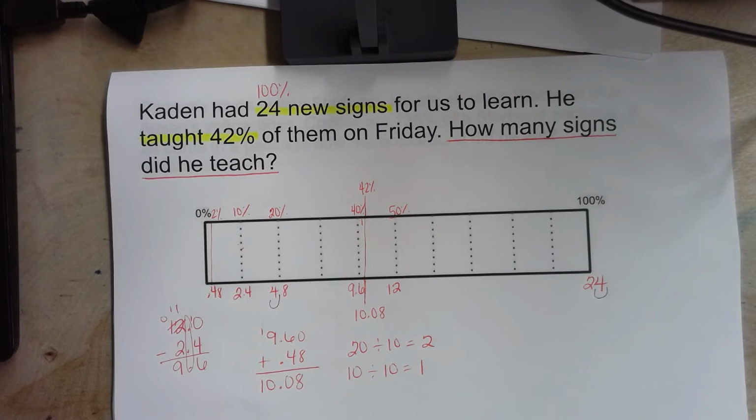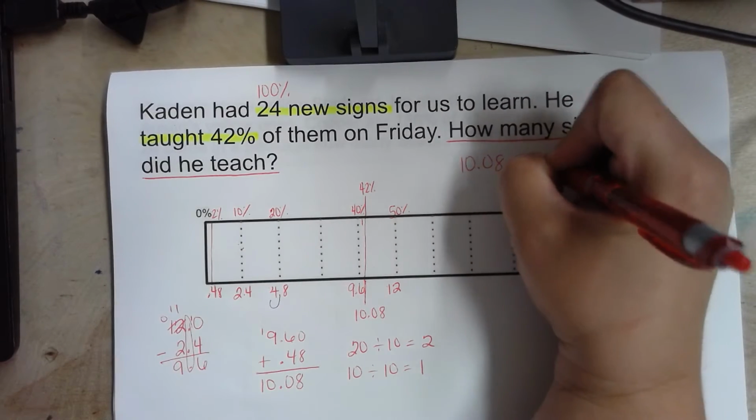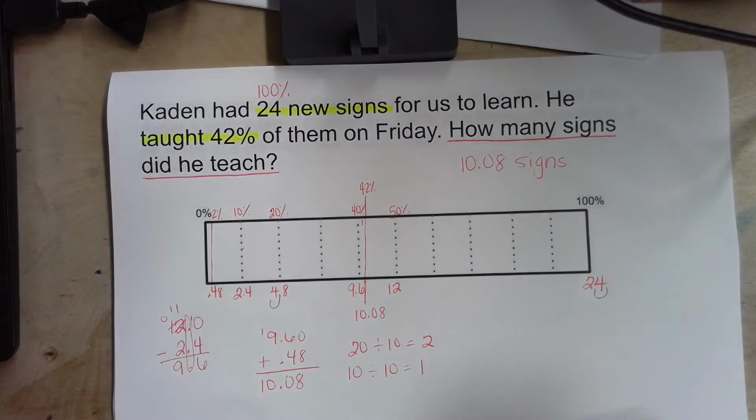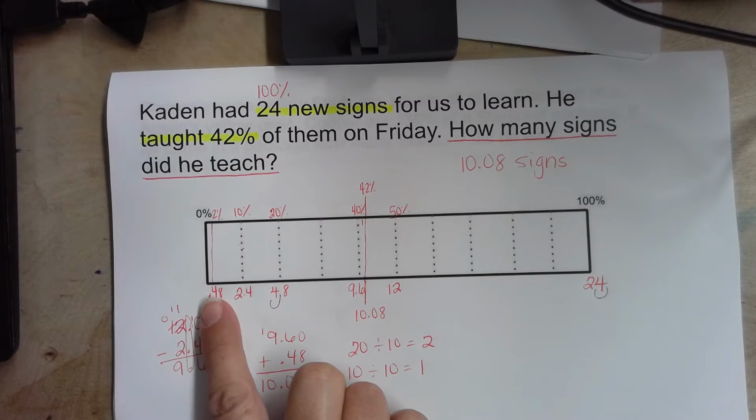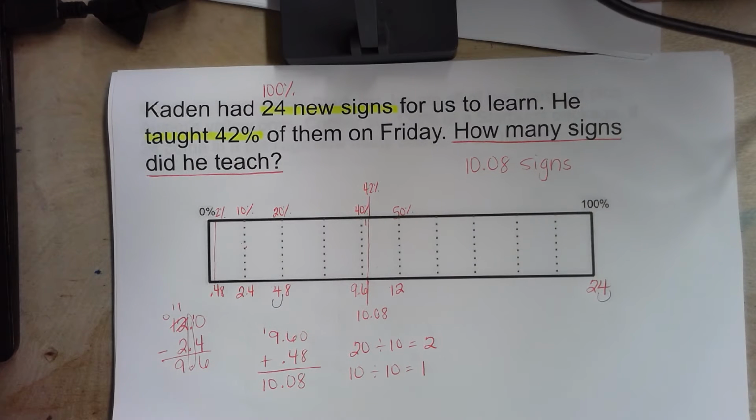So how many signs has Caden taught us? 10.8 signs. Okay. So the hardest thing about all of this is just keeping track of where you've gone. Most of what you're doing is very simple mental math, dividing numbers in half or moving a place value. You just kind of have to keep track of where you are, and you have to figure out how to manipulate the numbers and break them down to get where you want.